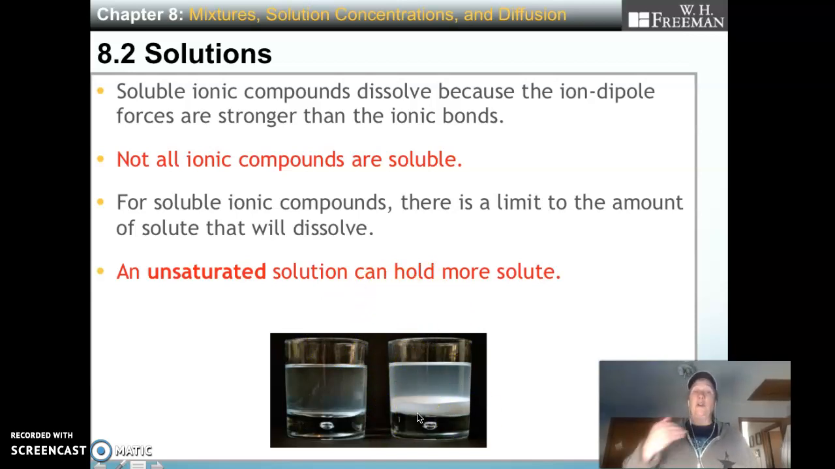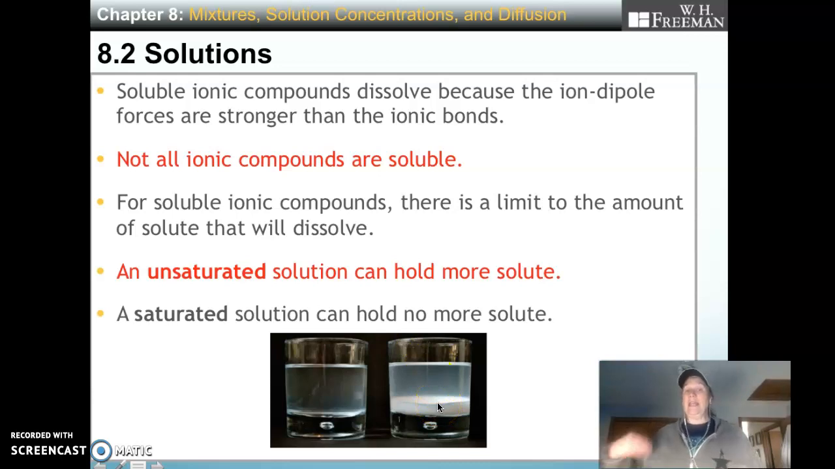There are limits for all the ionic compounds, and some of them can dissolve a lot. Some of them can't. It just depends on the compound. But you can see after a while you add it, it doesn't dissolve. So now I've made a saturated solution. It's dissolved all it can.